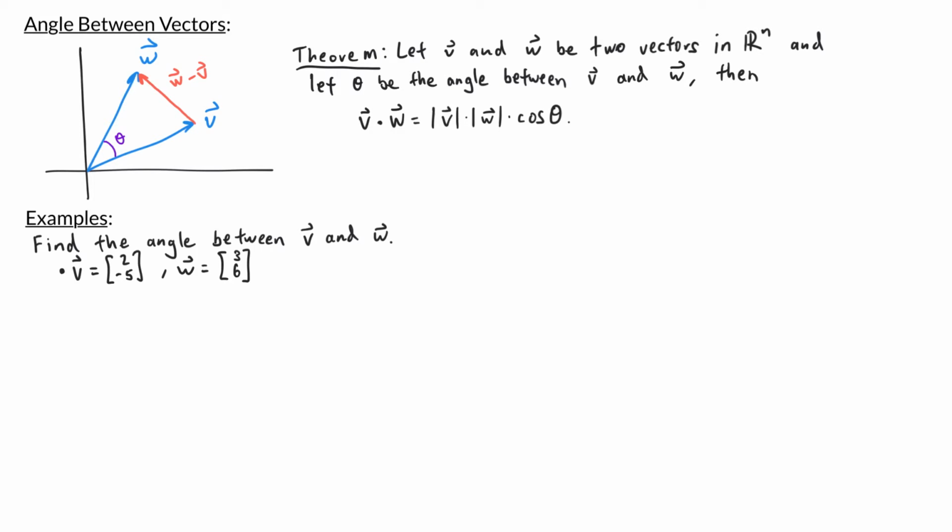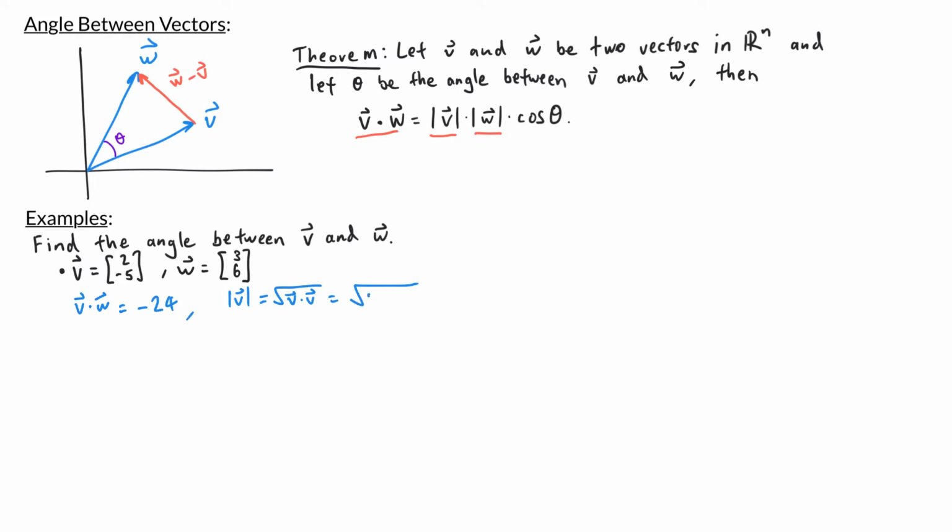In our first example here, let v be the vector 2, negative 5, and w be the vector 3, 6. Now, to find the angle between v and w, we need to know what v dot w is, and we need to know the length of v and the length of w. These two vectors were actually used in the first example of the video, and we found that v dot w was negative 24.